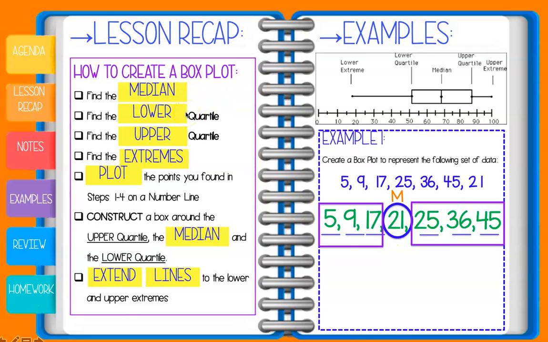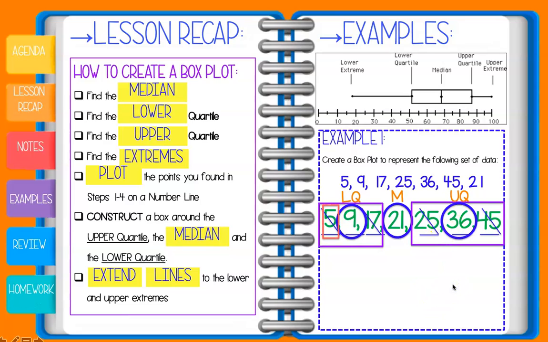Now I need the lower quartile, which is the median of the lower half. So I'm in my lower half here, so I'm going to mark off 5 and 17, and I get that the median of the lower half is 9, so that's my lower quartile. I'm going to do the same thing to the upper half. I'm going to mark off 25 and 45, and my number left in the middle, or the median of the upper half, is 36, so that's my upper quartile. Okay, so we've done all of that before. That's not new. Now what we're going to do is we're going to plot those on a number line.